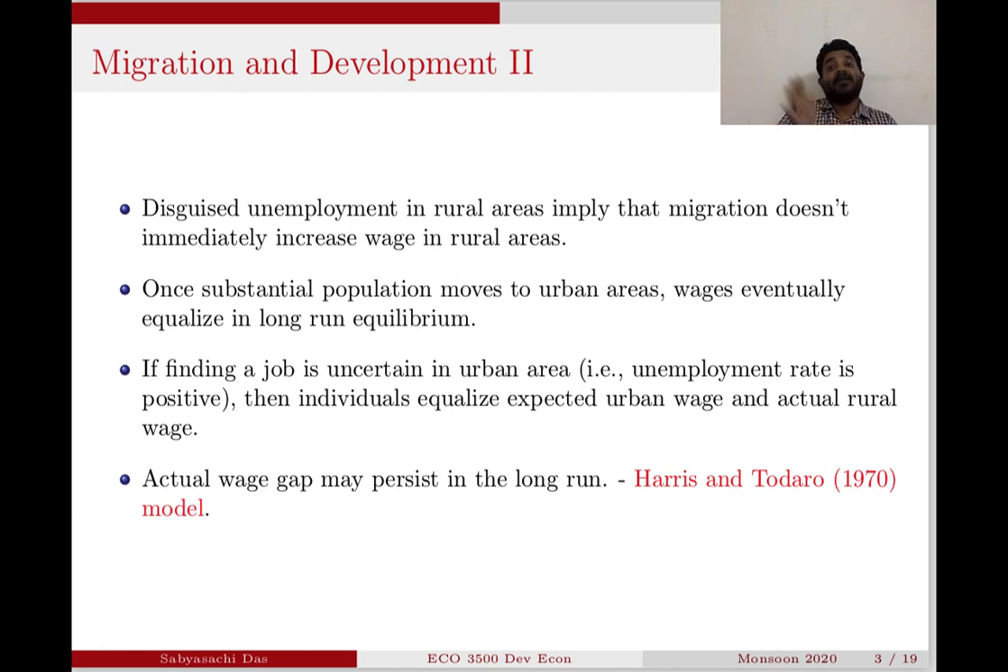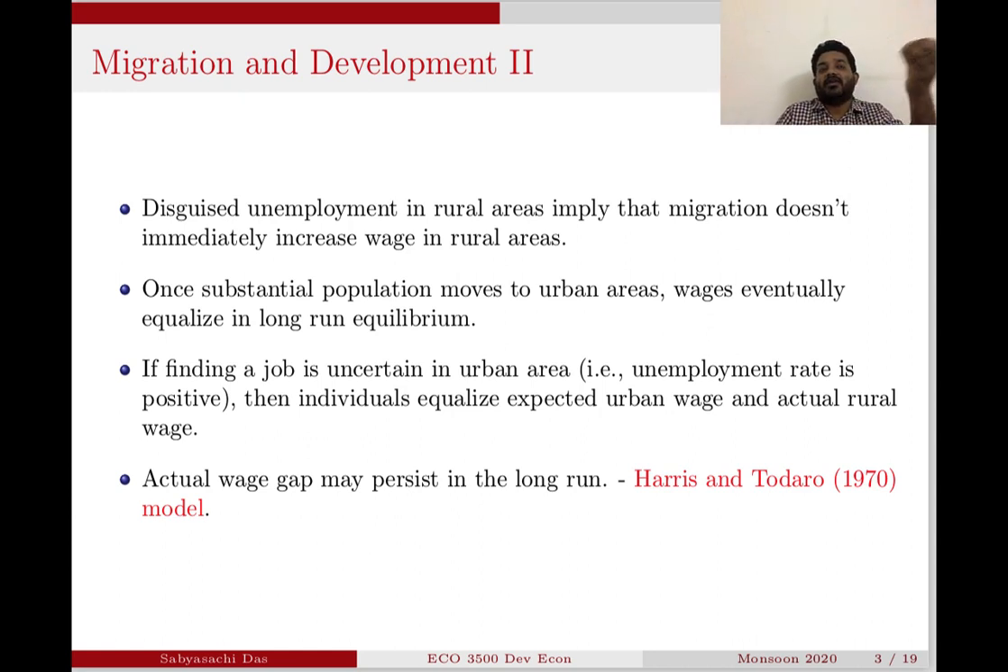So then migration may involve uncertainty, right? And that's an important contribution by Harris and Todaro, that there is risk involved in migration. For a lot of people, it's not guaranteed that you will find a job. And therefore, what you will equate is the rural wage that you are getting. So in long run equilibrium, what will be equated is not the rural wage rate and the urban wage rate, but the rural wage rate and the expected urban wage rate.